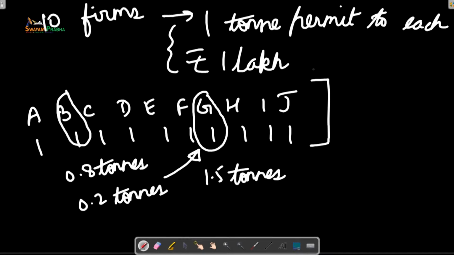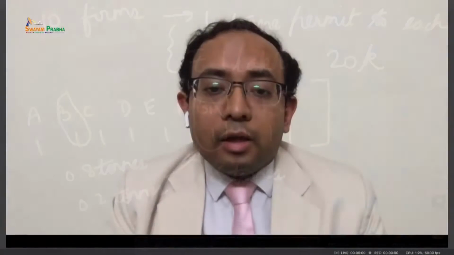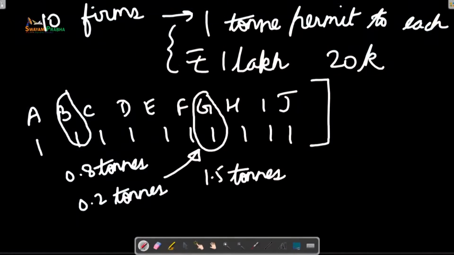At this rate, it would have cost only 20,000 rupees. But now that firm B knows that firm G desperately needs these pollution permits, probably it is going to sell them for a bit more. So in place of 20,000 rupees, probably it will be charging, say, 25,000 rupees. Now, because G desperately needs more pollution permits, it will be ready to pay, say, 25,000 rupees.